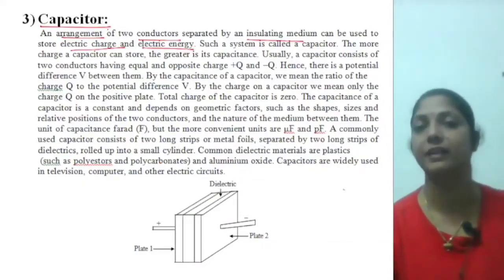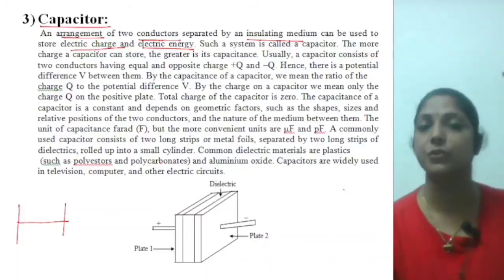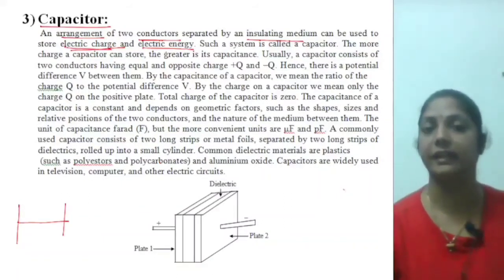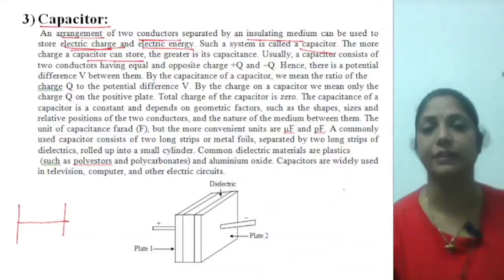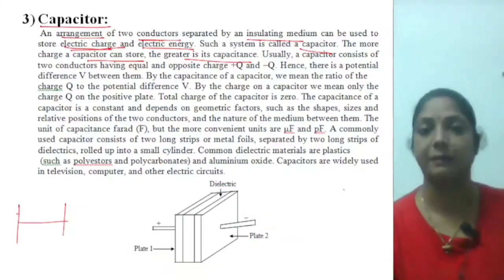What is this capacitor? It is a device. It consists of two conductors, right? Two conductors are there, separated by some insulating medium, and it is used to store electric charge and hence electrical energy. Such a system is called a capacitor. The more charge a capacitor can store, the greater is its capacitance. The capacity to store charge is measured by a quantity called capacitance.